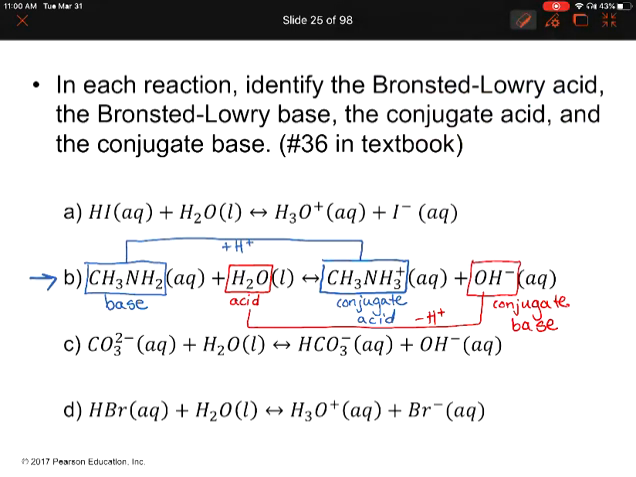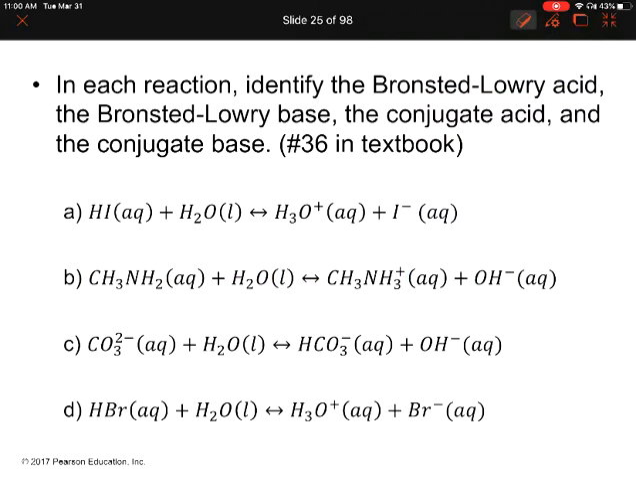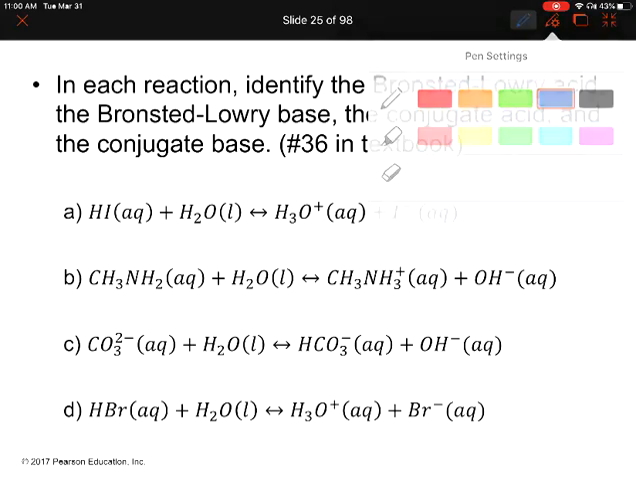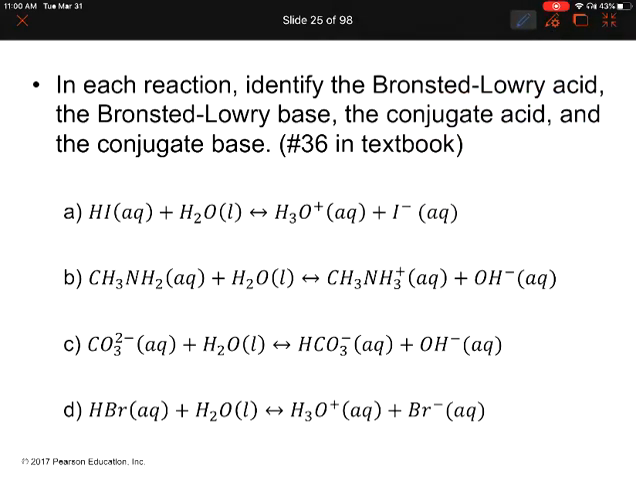Okay, so I'm going to erase this, and we'll move on to C. So for part C, this one is maybe a little easier to identify. We can see that in the first reactant, we don't have any hydrogens. So it can't act as an acid. It doesn't have any hydrogens to donate. So that would be our base, which must mean that water is acting as an acid.